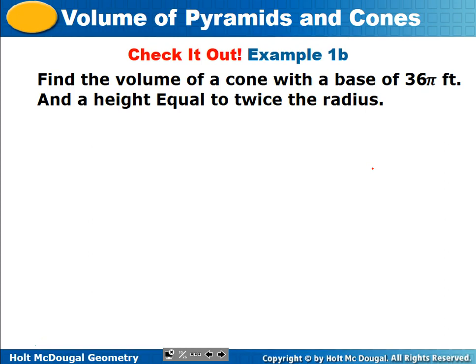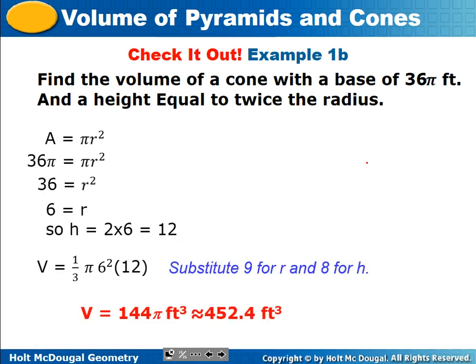So this one says find the volume of a cone with a base of 36 pi feet and a height equal to twice the radius. So here again, what I'm going to do is go ahead and work through this to figure out what the radius is. It says that the base is 36 pi. We would be able to cancel out these pi's, and then we would take the square root of both sides here.